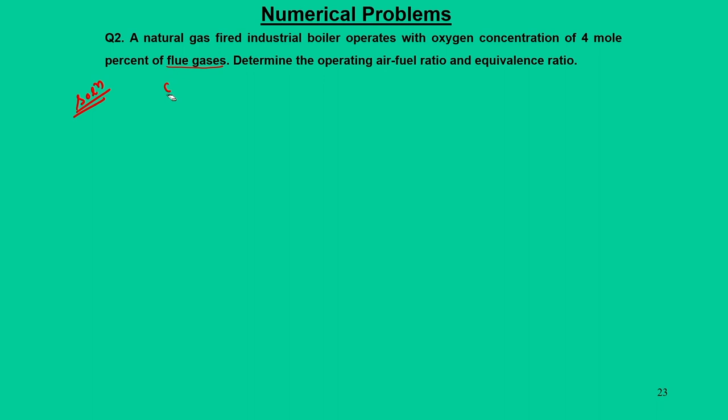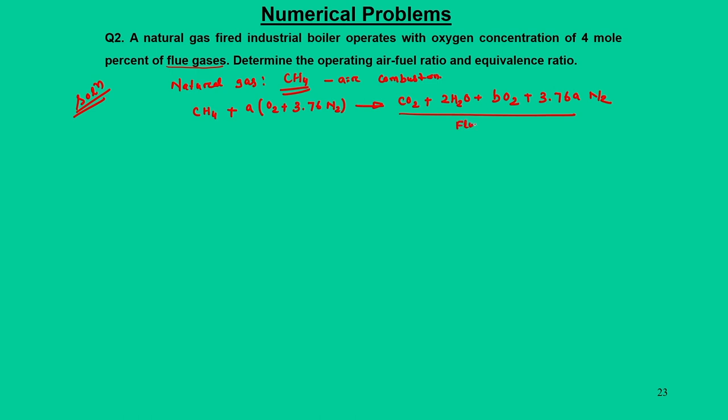So, you can assume that normally when you say natural gas, its main composition one can blindly assume it is CH4. So, you can say it is a methane air combustion. So, you can write this equation as CH4 plus A times O2 plus 3.76 N2, it gives CO2 plus twice H2O plus B O2 plus 3.76 A N2, and these are nothing but your flue gases. And in these flue gases, it contains 4 mole percent of oxygen, only 4% of oxygen.